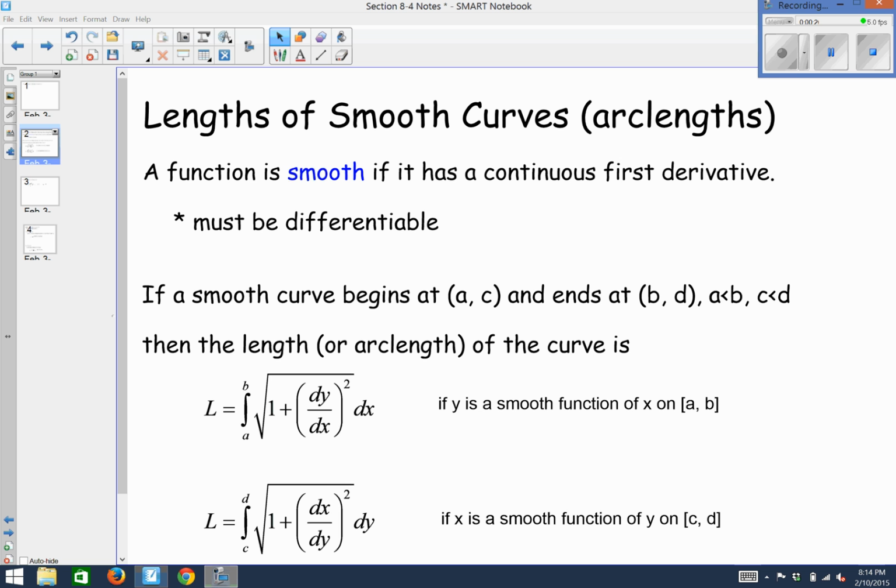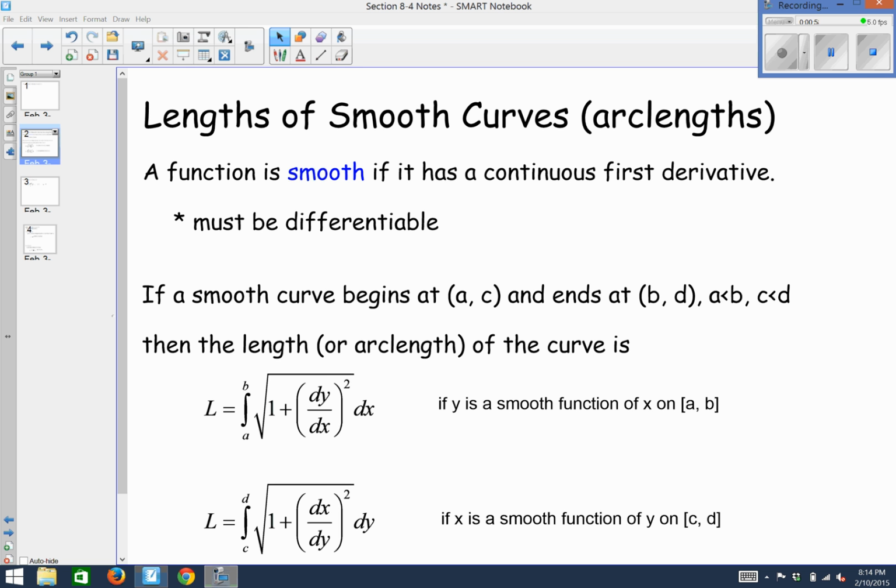However, here, because these aren't circles, we're dealing with just curves of functions or relations even, then we have to do it a different way by using integrals. And what we're talking about here is they're called smooth curves. They're not necessarily going to be functions, they just have to be smooth, meaning that our relation must be differentiable. So corners, cusps, vertical tangents, discontinuities can cause problems. And we'll talk about those at the end of the video.